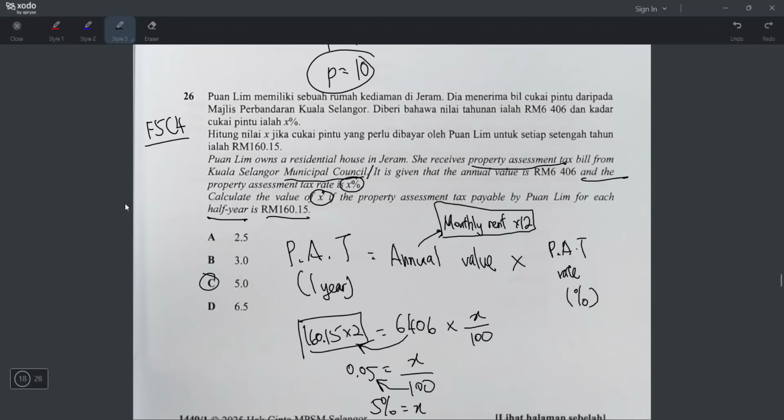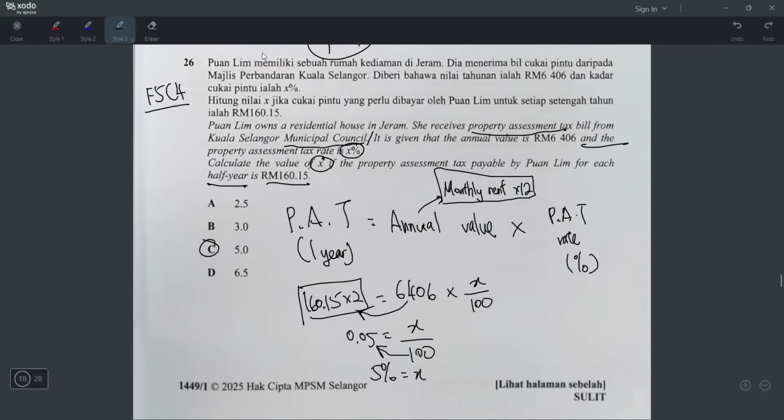Okay. Alright, I want to mention another way to write this. If you don't want to write X over 100, you can write X only also can. But if you write X only, then the answer that comes out will be 0.05 lah. Then you have to times 100 yourself lah. It means if here you write X, you have to times 100 to change to percentage. Okay lah, but that's just a small issue. No need to worry too much about that. Okay, so yeah, that's all.